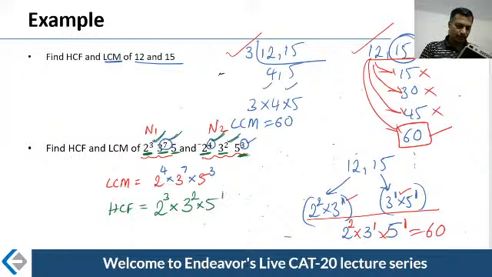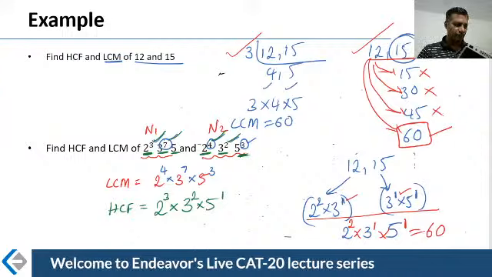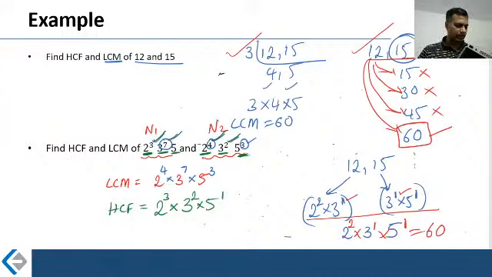What is the smallest power of 5? It is 1. Therefore, it becomes the HCF of the same given set of two numbers. You must be comfortable by now.